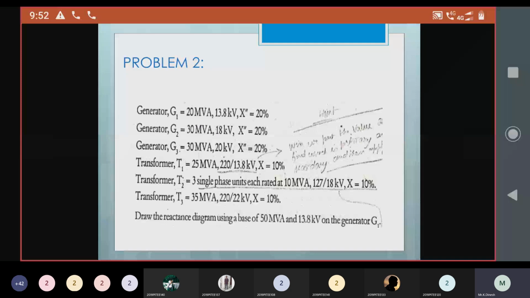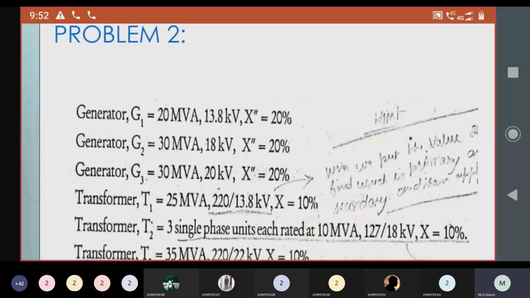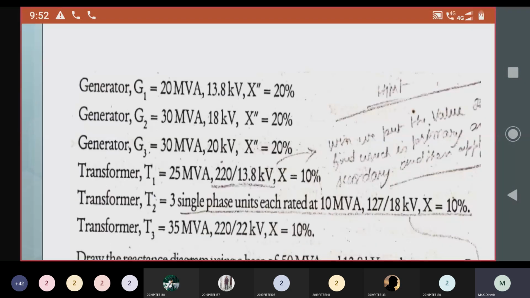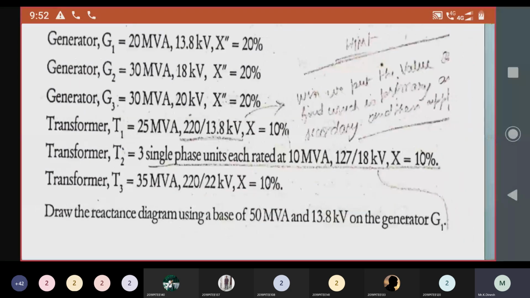So here, X double dash. For G1, the subtransient reactance is given, it is 20%. Likewise G2: G2 is 30 MVA, 18 kV, X double dash is 20%. And G3 is 30 MVA, 20 kV, X double dash is 20%. And next one is your T1. The first transformer rating is 25 MVA, 220 by 13.8 kV, and reactance is 10%.